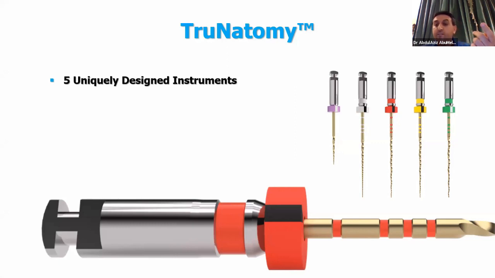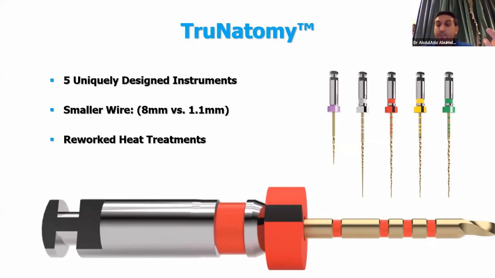What are the features of this system? The wire is smaller. For most systems, the width of the wire is 1.1 millimeter. In this system, it's 0.8 millimeter. For the heat treatment, they combined the blue and the gold, making a new treatment for the flexibility of the file.